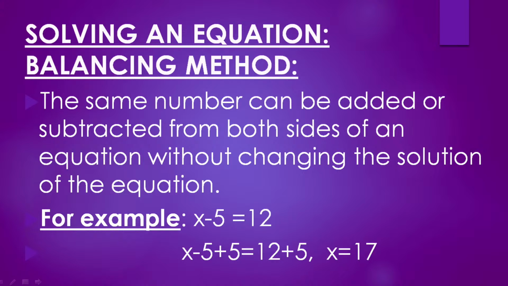The same number can be added or subtracted from both sides of an equation without changing the solution of the equation. You have x minus 5 is equal to 12. So if I want to get rid of minus 5 there, what should I do? We should add 5. Yes. So x minus 5 plus 5 is equal to 12 plus 5, because when I am adding 5 on the LHS, I must add 5 to the RHS also. And this will give me the solution x is equal to 17. Is it simple? Okay.